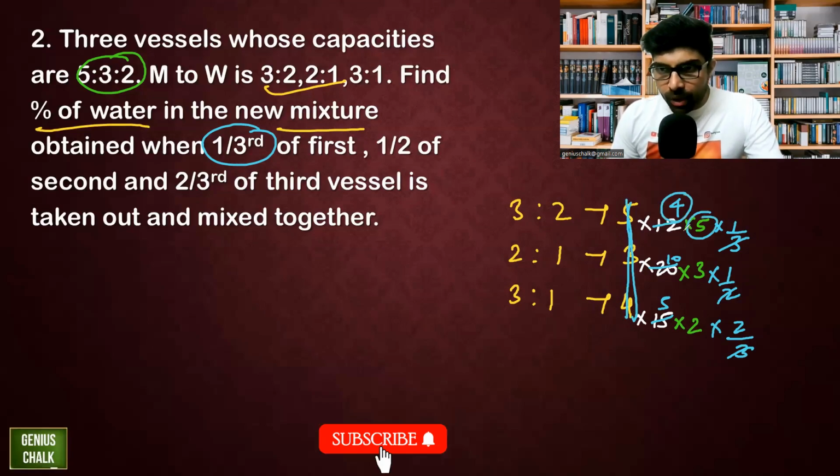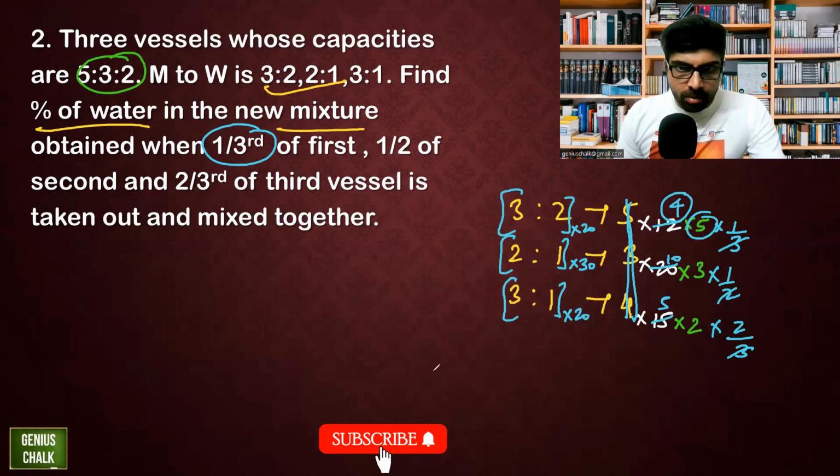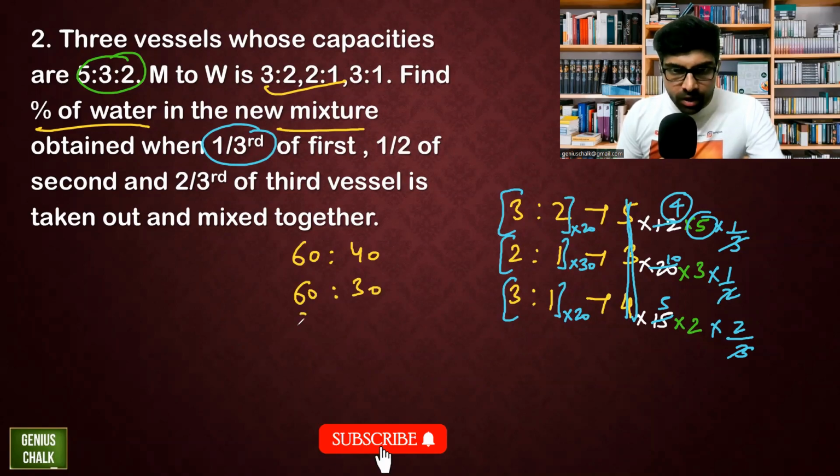Now 5 into 4 is 20, so this has to be multiplied with 20. 10 into 3 is 30, this has to be multiplied with 30, and 5 into 2, 10 into 2, 20, this has to be multiplied with 20 again. Now just multiply and write your answer. So my answer has to be, this is 3 into 20 becomes 60, 2 into 20 becomes 40, 2 into 30 it is again 60, again 60, and 1 into 30 is 30, 3 into 20 is 60, and 1 into 20 is 20, right?